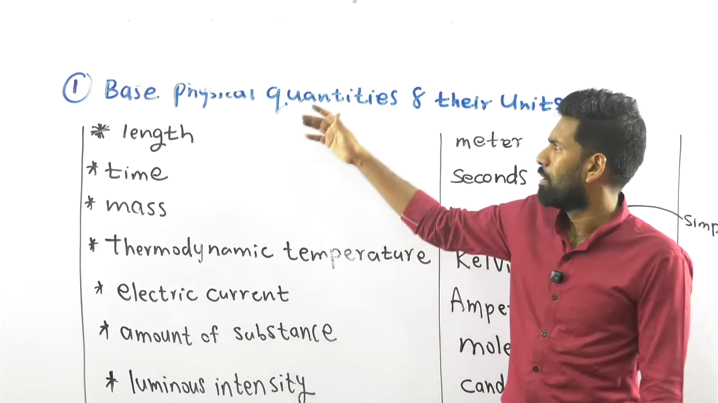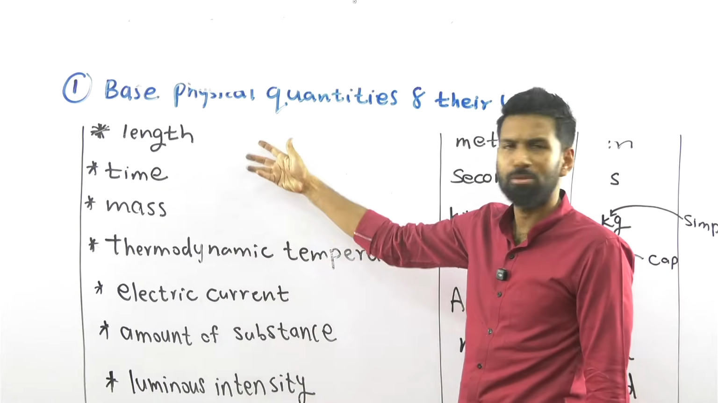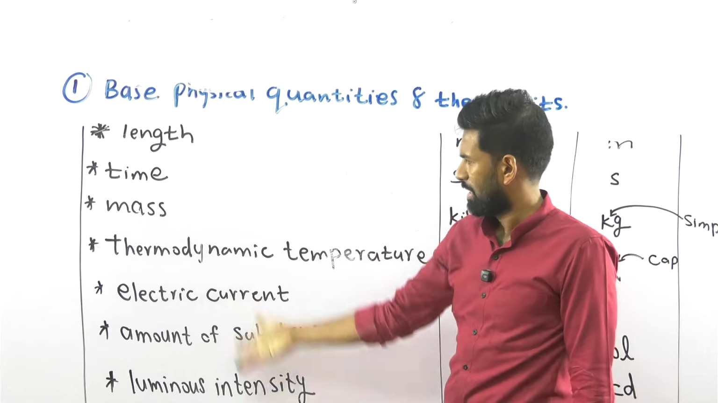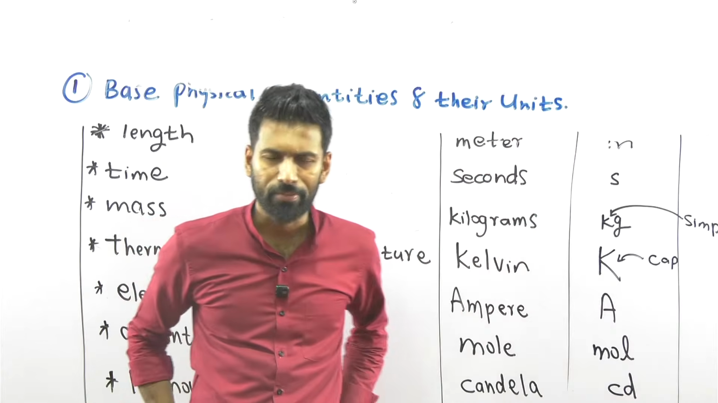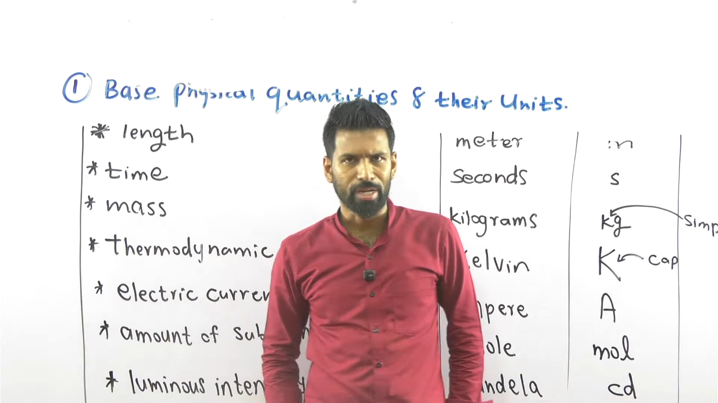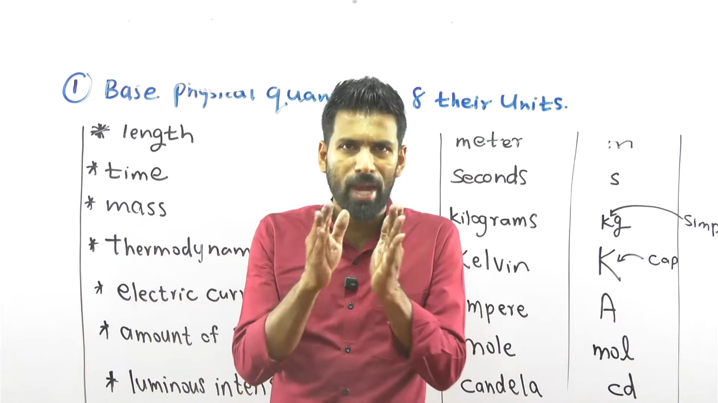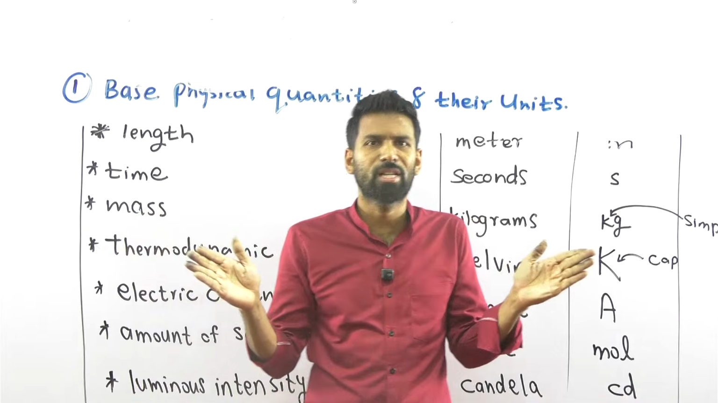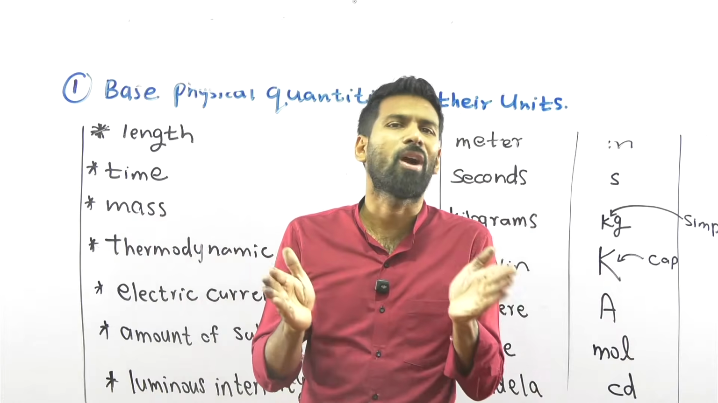So how can a base physical quantity be defined? You have 7 base physical quantities, and how to define that? What do you mean by a base physical quantity? Remember, children, the 7 base physical quantities are the physical quantities that are independent from one another.